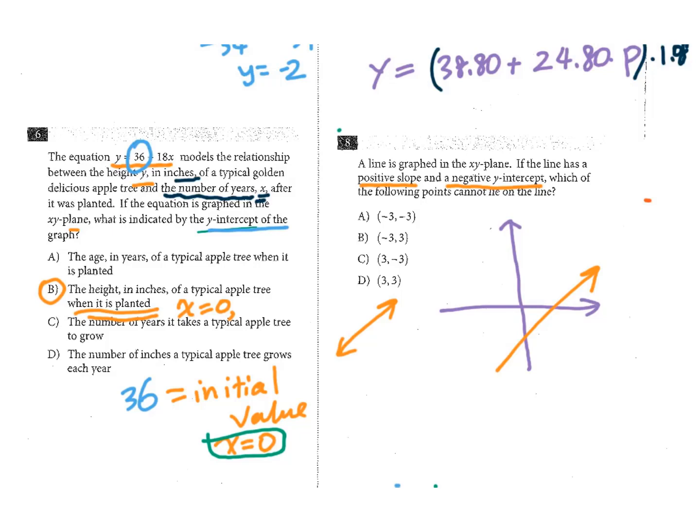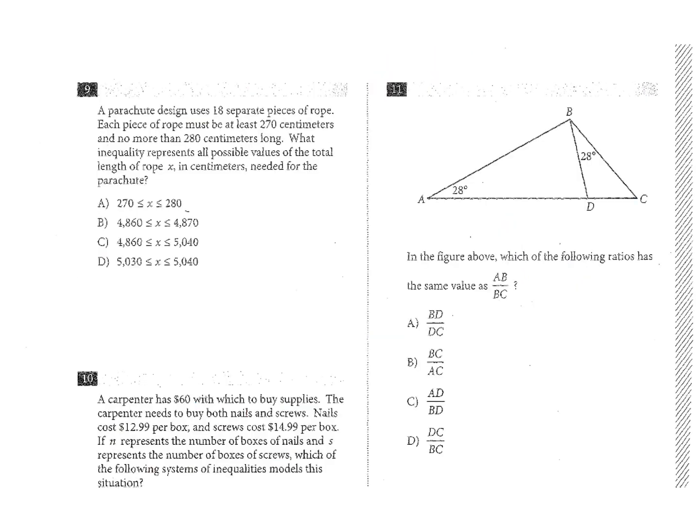can pass through the first quadrant, fourth quadrant, and third quadrant. There's no way to pass through the second quadrant. And the second quadrant, that's B, is in the second quadrant. That's why B is the solution. Let's go to number 9.